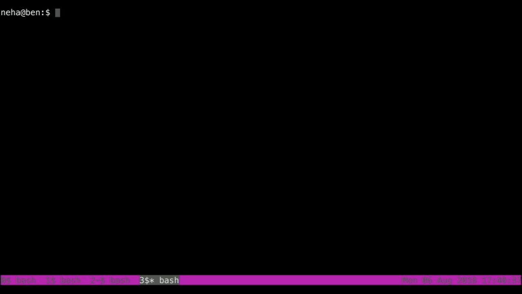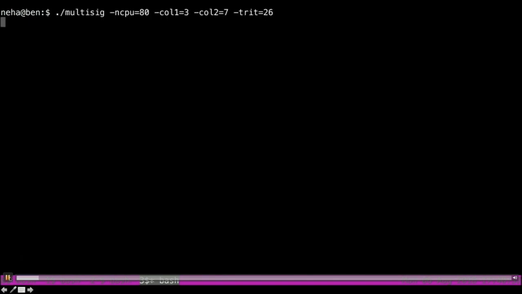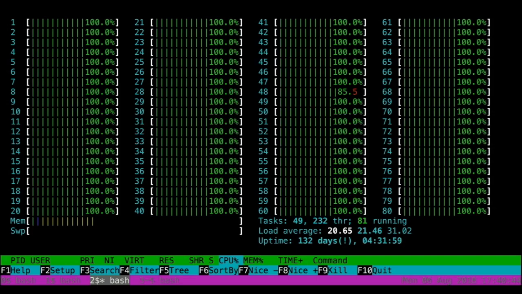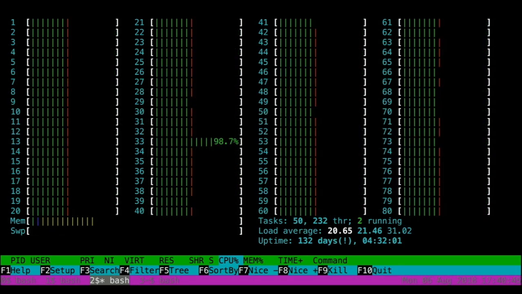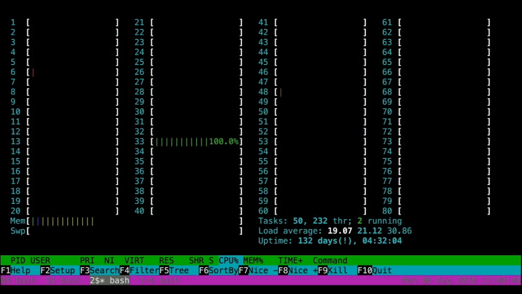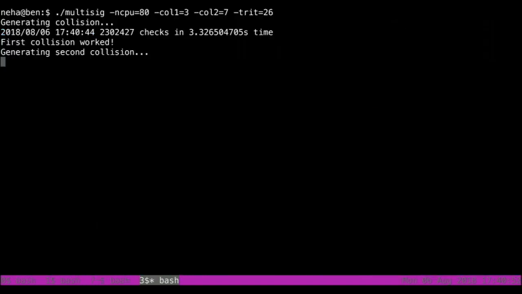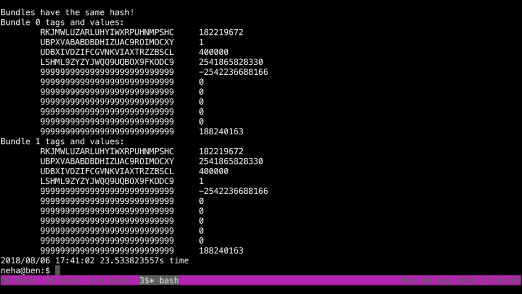Yeah, so this is a demo of our attack. We're running this on an 80-core machine. What's happening here is we are causing collisions by differing trits in 2 different places. We have to run this twice. This is all 80 cores going nuts, generating the first collision. It happens really quickly, actually. And now it's working on generating the second collision. So we found the first collision in about 30 seconds using 80 cores. And it's going to find the second collision anytime now. Okay, that took about 23 seconds.